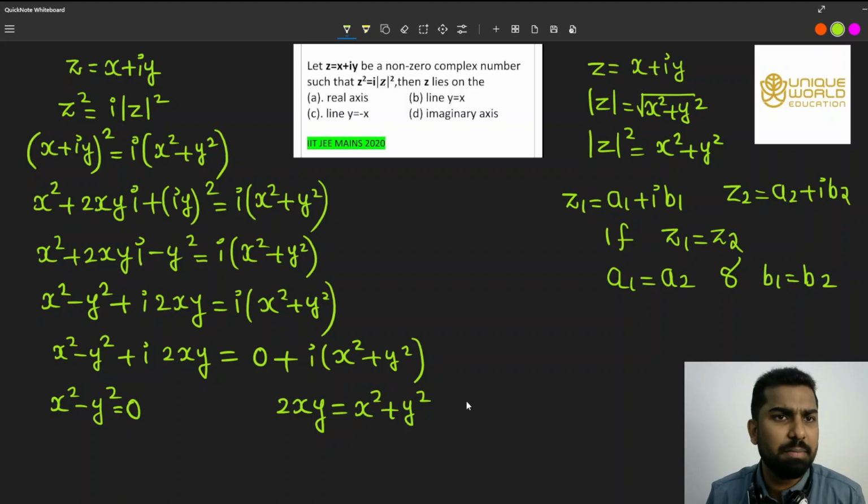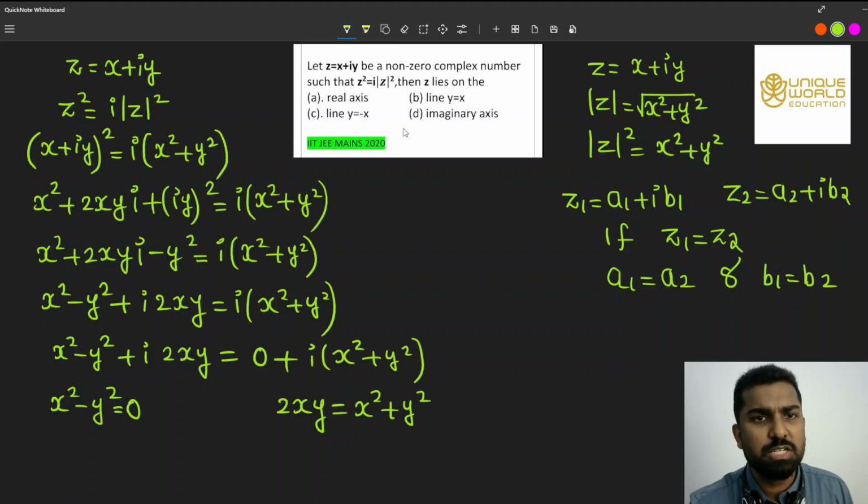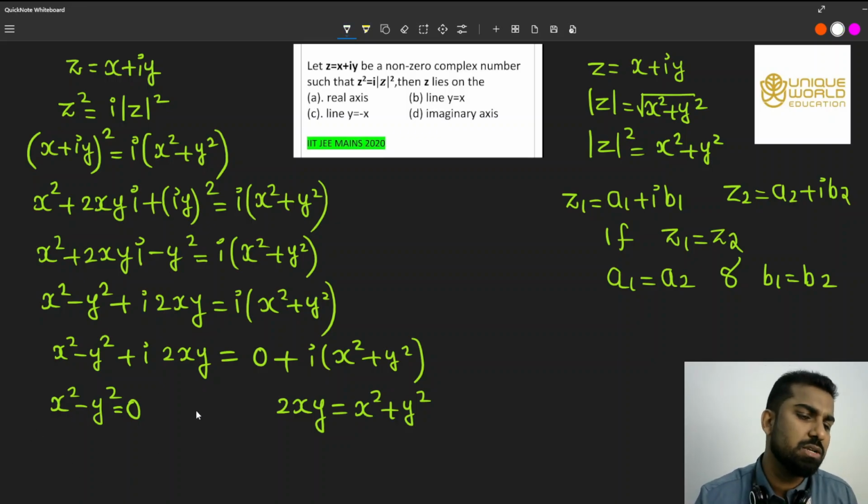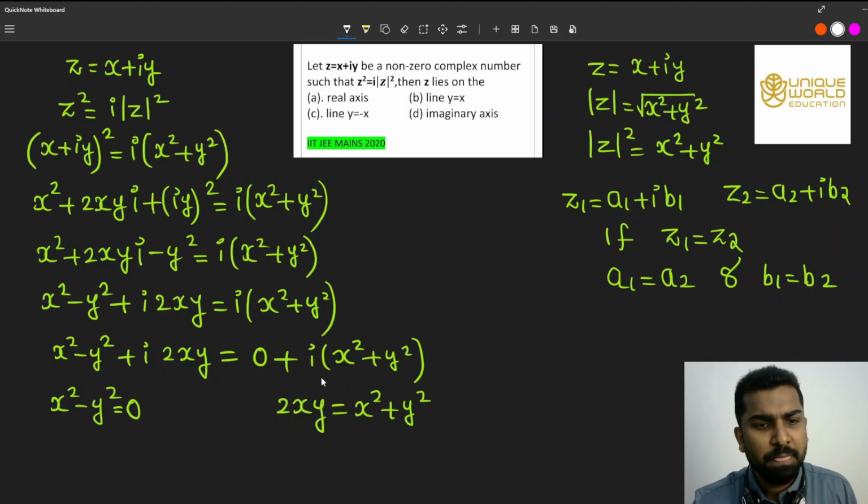Z is a complex number such that z square equals i times the modulus of z square, then z lies on the real axis, the line y equal to x, the line y equal to minus x, or the imaginary axis. You can solve this question very easily as well as very smartly. You can take any one of the given conditions, x square minus y square equal to 0, or you can take 2xy also.